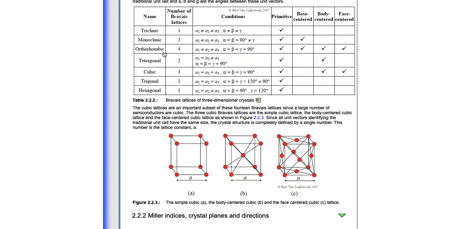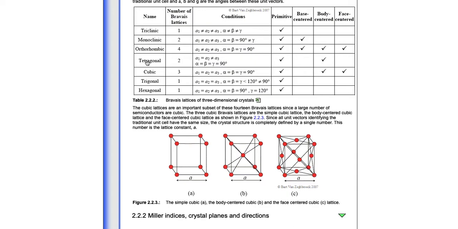Now, orthorhombic crystal structures have four Bravais lattices, which are primitive, base centered, body centered, and face centered. These four Bravais lattices are there in orthorhombic, and the condition for this crystal structure is that the sides a1, a2, a3 are not equal, and alpha, beta, gamma are all equal to 90 degrees.